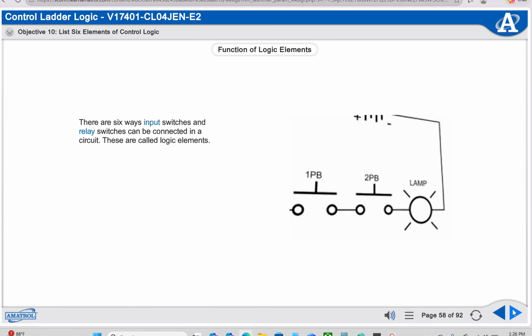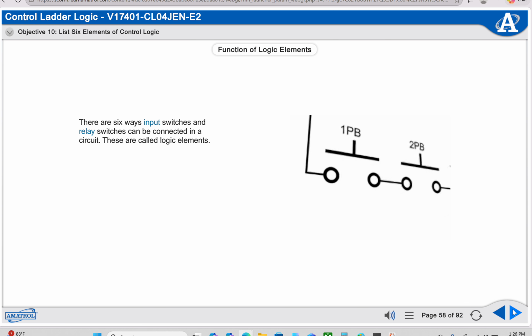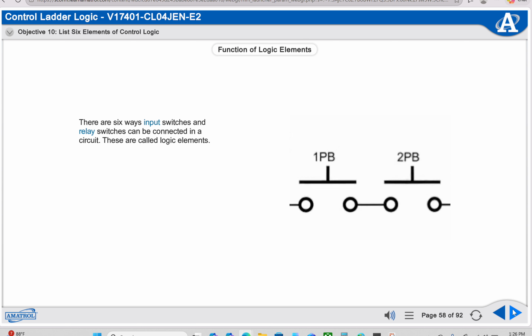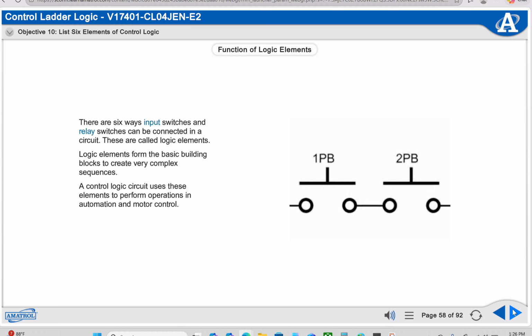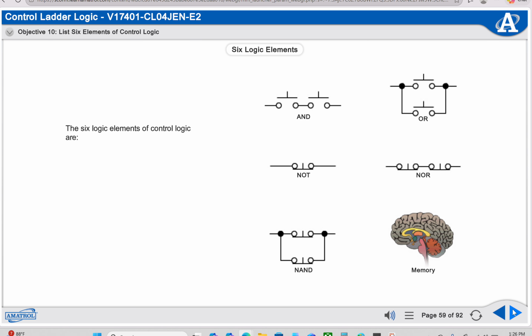There are 6 ways input switches and relay switches can be connected in a circuit. These are called logic elements. Logic elements form the basic building blocks to create very complex sequences. A control logic circuit uses these elements to perform operations in automation and motor control. The 6 logic elements of control logic are AND, OR, NOT, NOR, NAND, and memory.